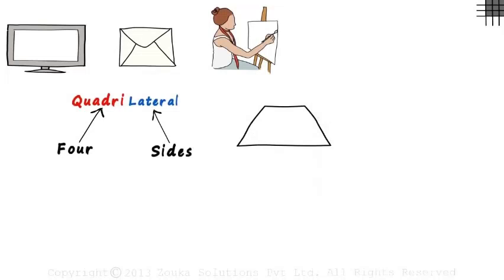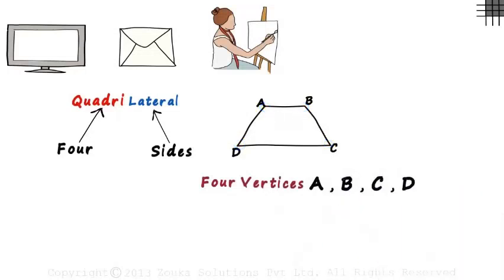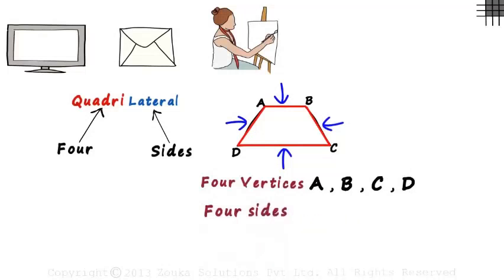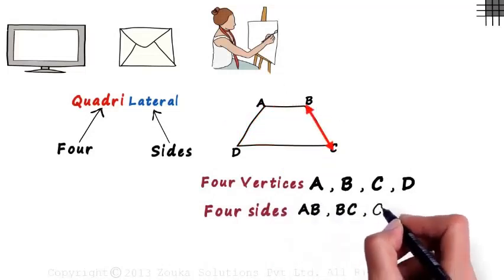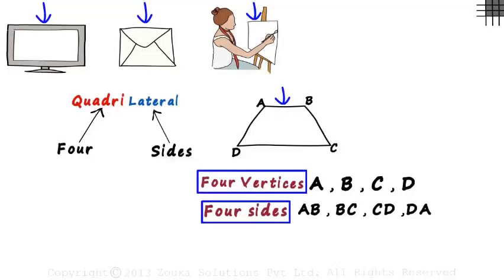To name the quadrilateral, we give names to these 4 points. We call them A, B, C and D. These points that we just named are called vertices, and a quadrilateral will always have 4 vertices. Each point is called a vertex, and as we've already seen, a quadrilateral has 4 sides, and the sides are called AB, BC, CD and DA. So remember, every quadrilateral has 4 sides and 4 vertices.